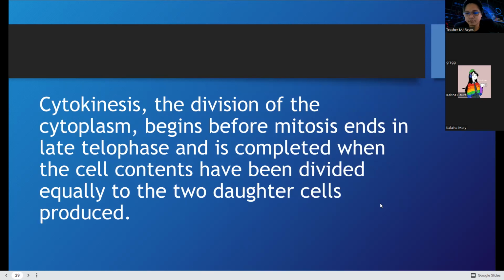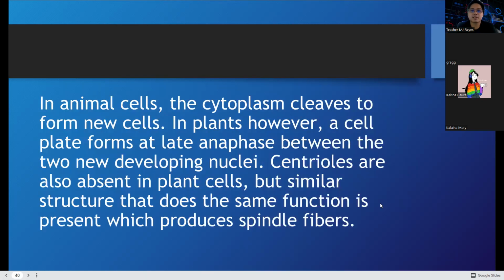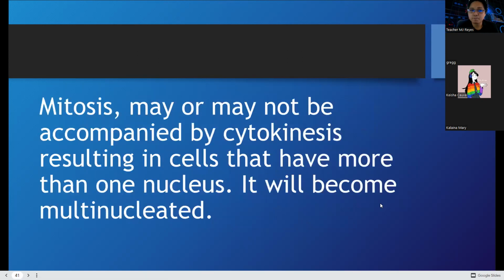In animal cells, the cytoplasm cleaves to form new cells. It actually forms a cleavage. In plants, however, a cell plate forms at late anaphase between the new developing nuclei. Centrioles are absent in plant cells because plants don't have centrioles. But a similar structure that does the same function is present, which produces spindle fibers. Still, it has spindle fibers, but it doesn't contain any centrioles.